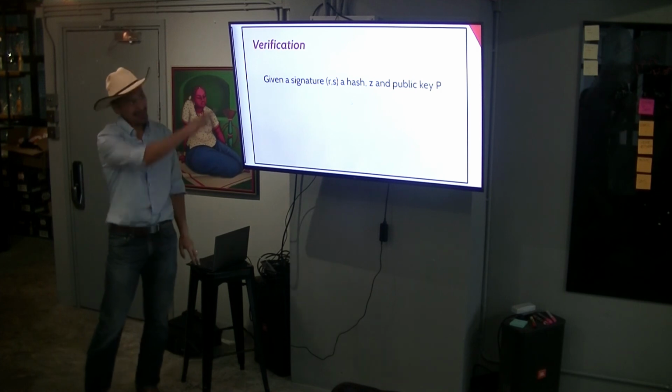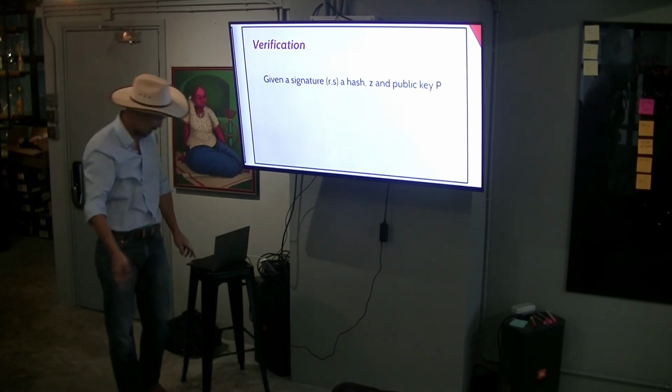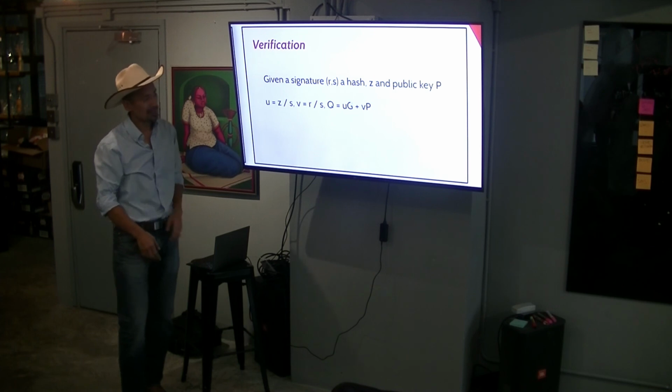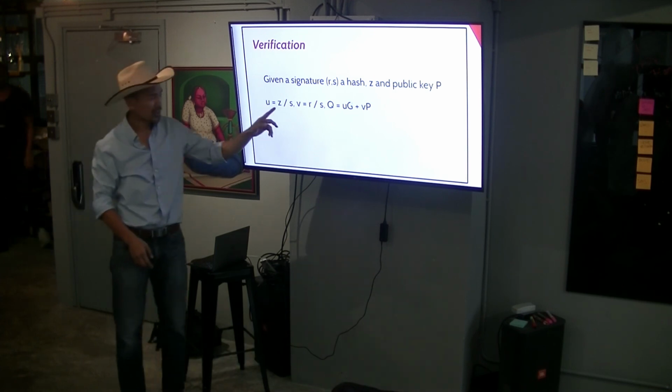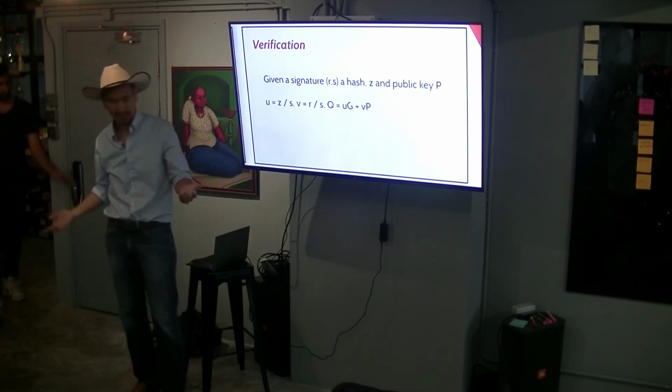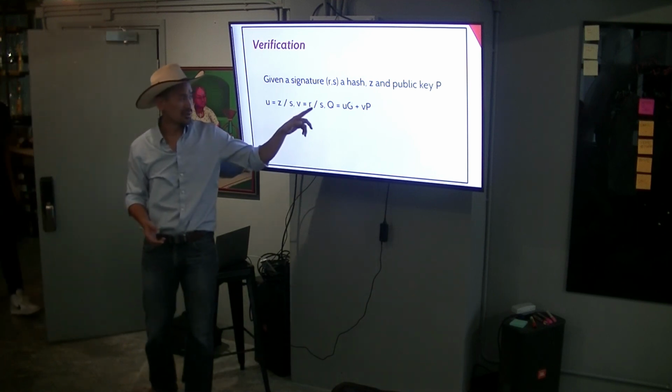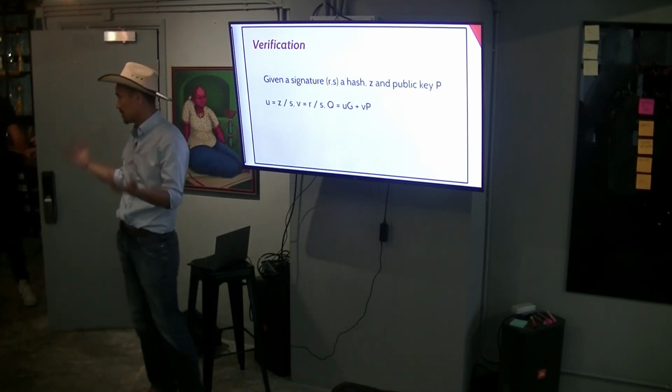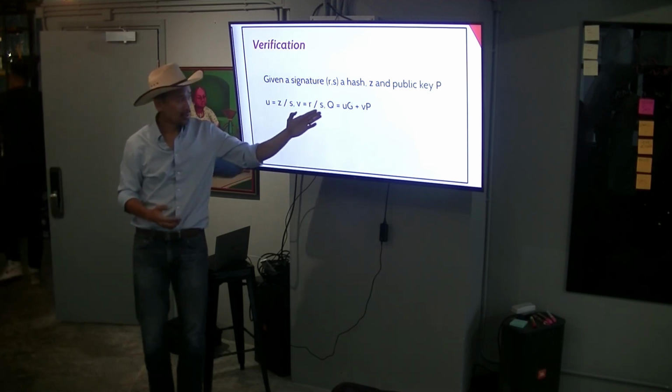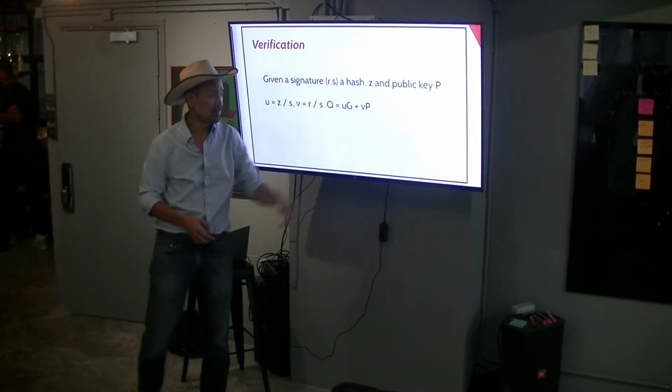Now, given these four elements, r, s, z, and P, you compute a couple of things. You compute u, which is z divided by s. This is field division. And v equals r divided by s. That's field division too. And you get this sum again, Q equals uG plus vP.